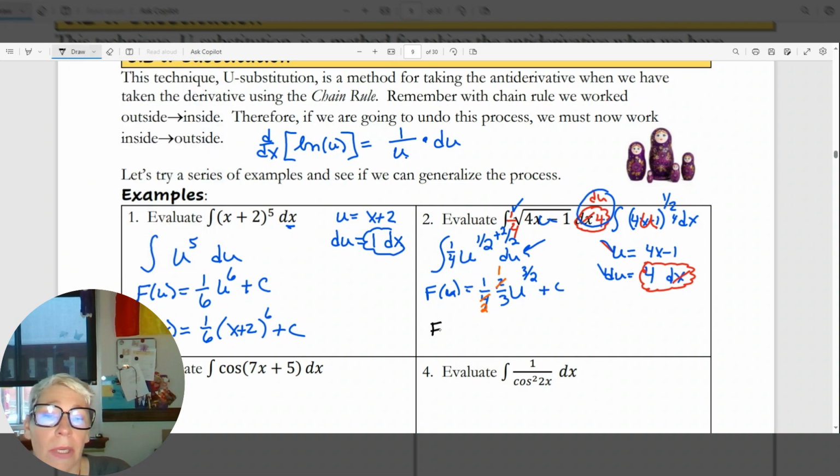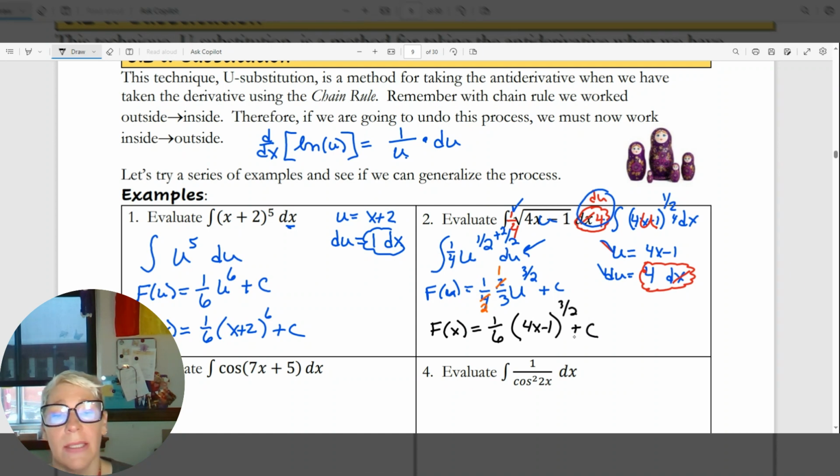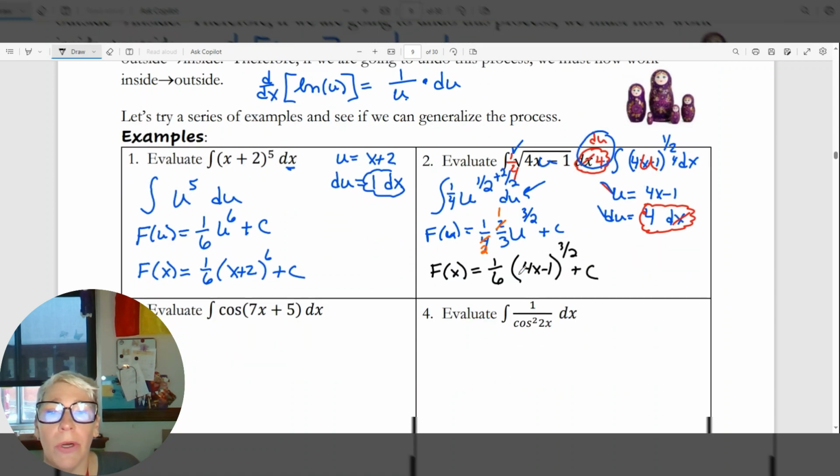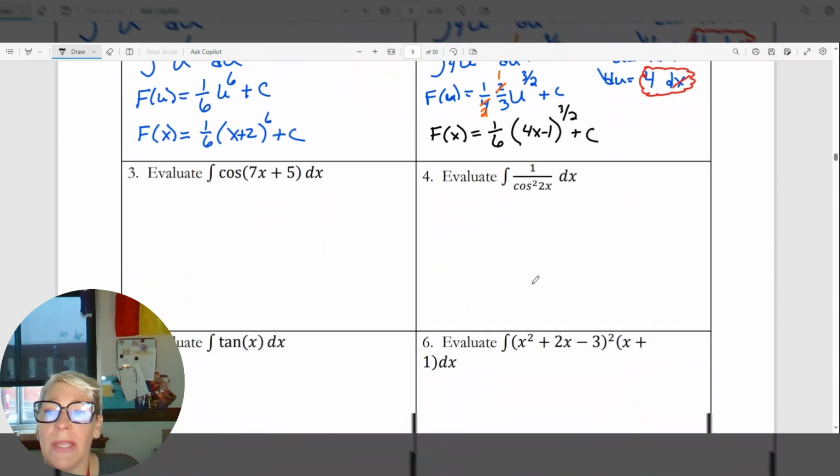So putting this all together in terms of x, I have 1/6 u to the 3/2, but remember our u is 4x minus 1, to the 3/2 plus c. These start to get easier, but they all follow the same pattern. All right, let's do one more easy one that follows that pattern.